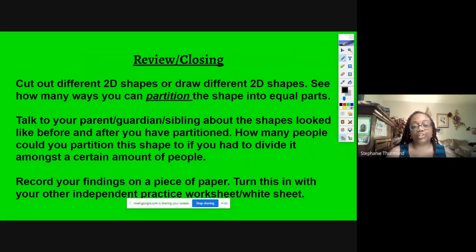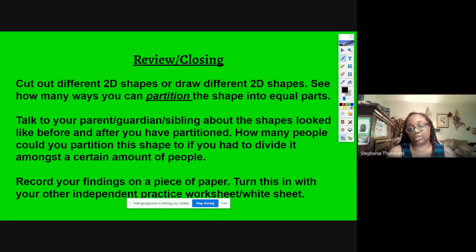So record your findings on a piece of paper. Again, you can use a piece of paper, you can cut out the shapes, you can use a dry erase board, a marker. You can use your tablet and draw. You can do any type of creative way that you can show your teacher how you were able to partition those shapes. And then I want you to turn this in the way that your teacher has asked you to turn your work in. So you're going to turn that in along with the worksheet that you have completed.